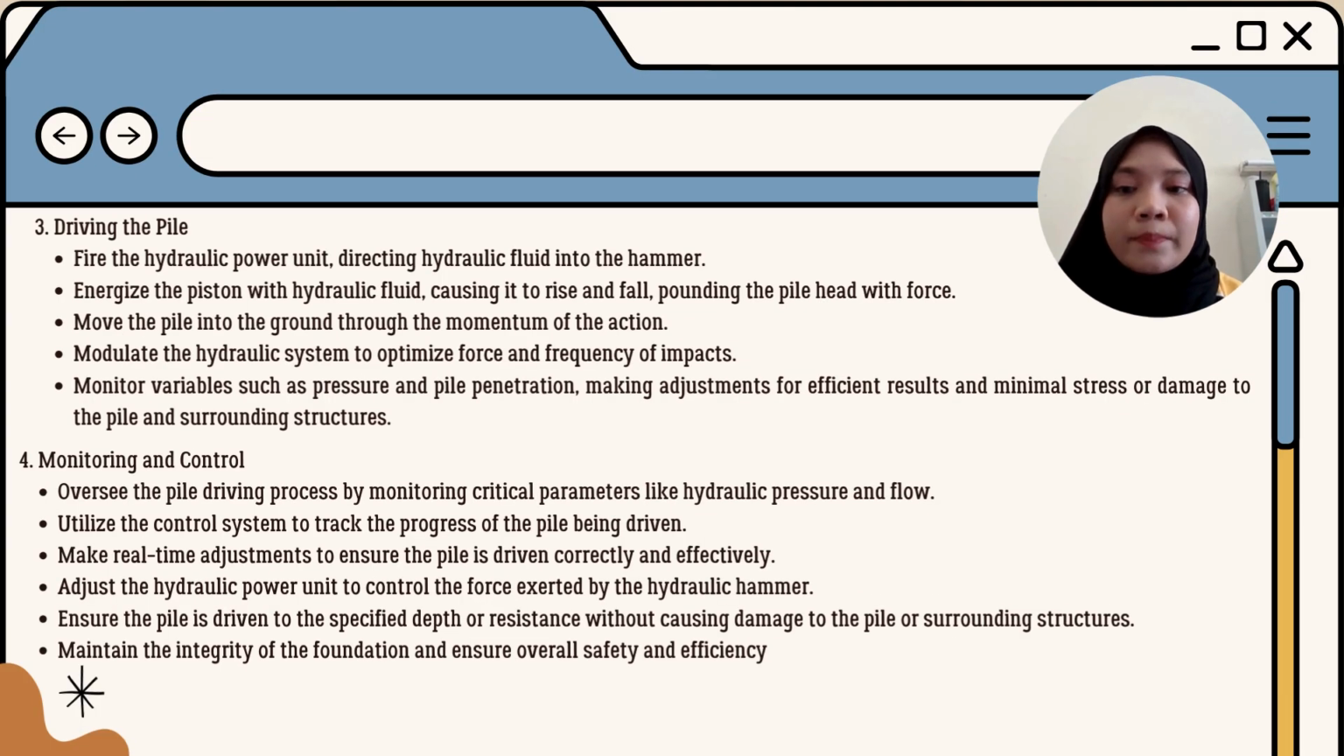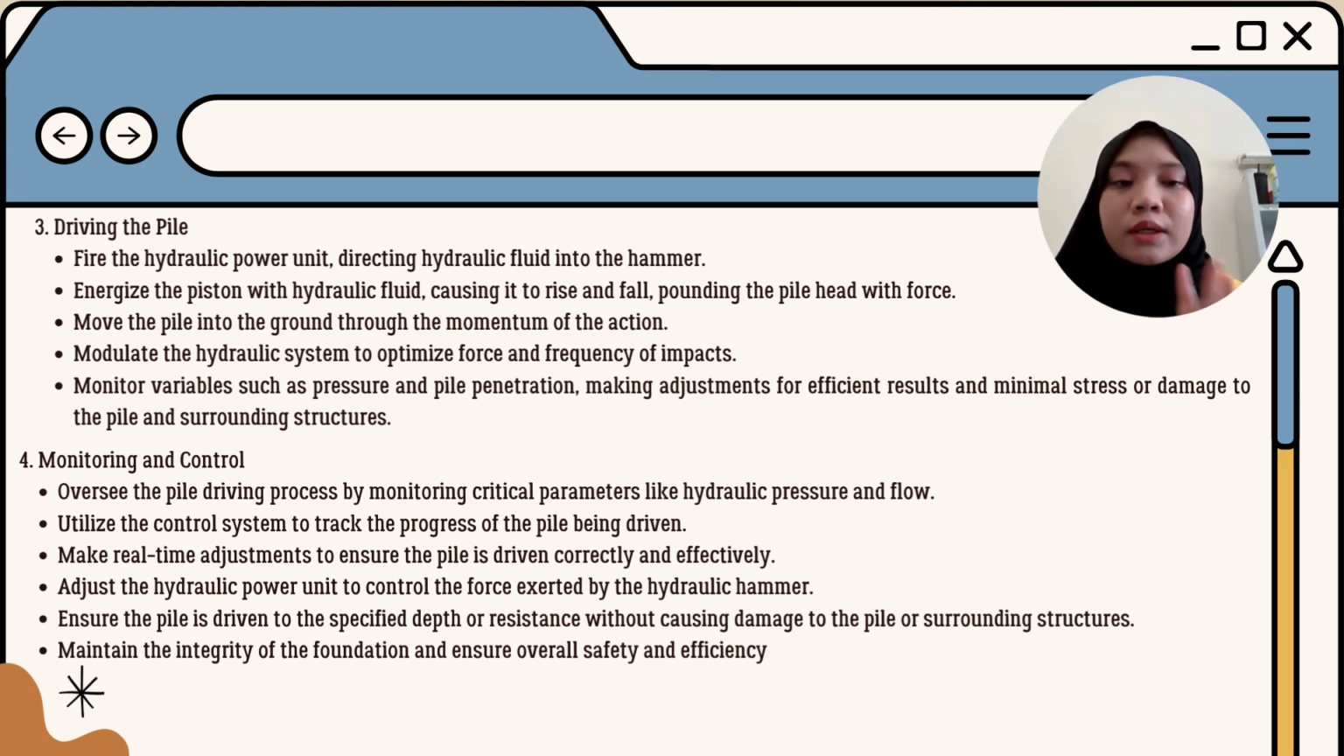And the third, driving the pile. Fire the hydraulic power unit, directing hydraulic fluids into the hammer. Energize the piston with hydraulic fluid, causing it to rise and fall, pounding the pile head with force. Move the pile into the ground through the movement of the action. Modulate the hydraulic system to optimize force and frequency of impacts. Monitor variables such as pressure and pile penetration. Make adjustments for efficient results and minimal stress or damage to the pile and soil.